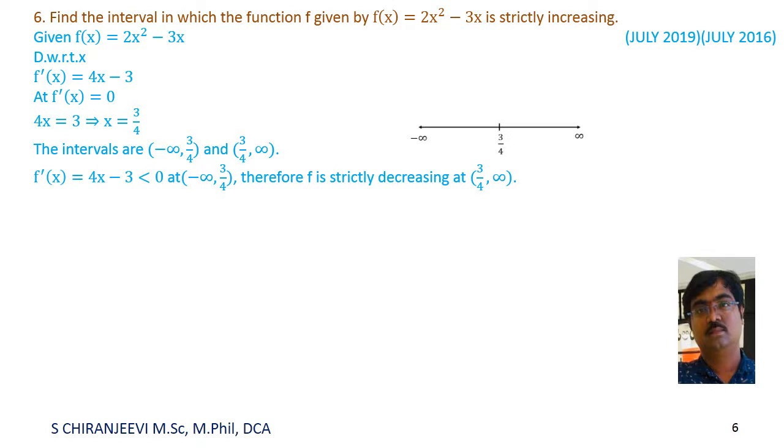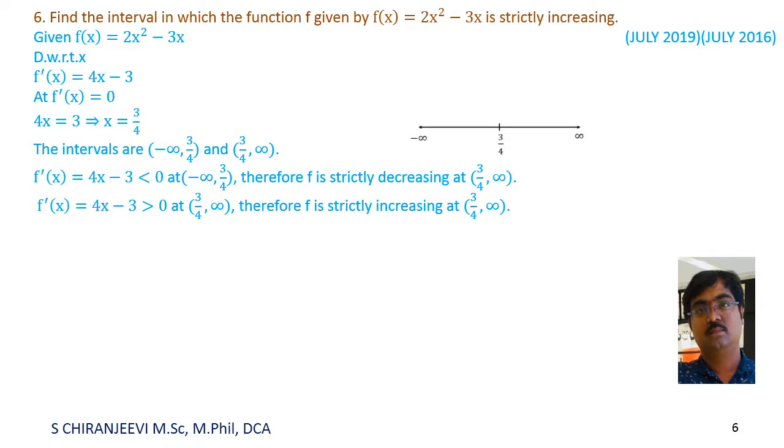Now f dash of x equal to 4x minus 3 is less than 0 in the interval minus infinity comma 3 by 4. So it is strictly decreasing. 3 by 4 is 0.75. We can take any value between minus infinity and 0.75. If you take 0, 4 into 0 minus 3 is minus 3, which is less than 0. Therefore it is strictly decreasing.